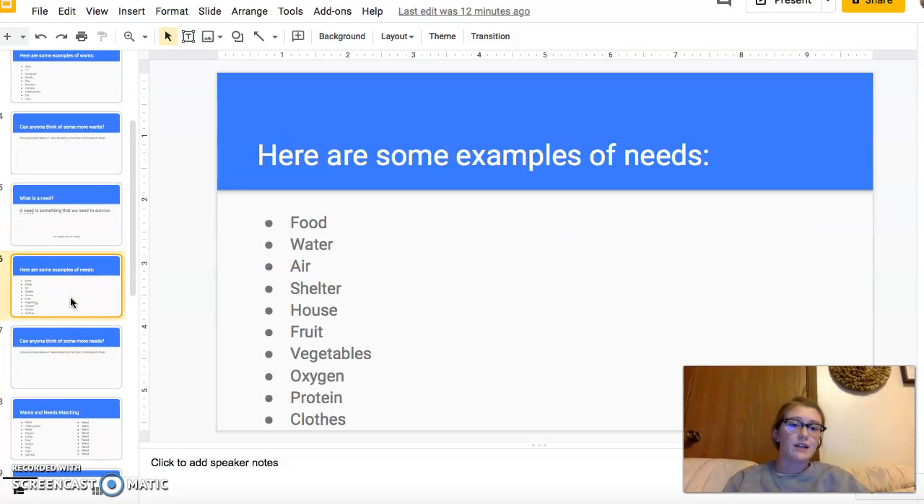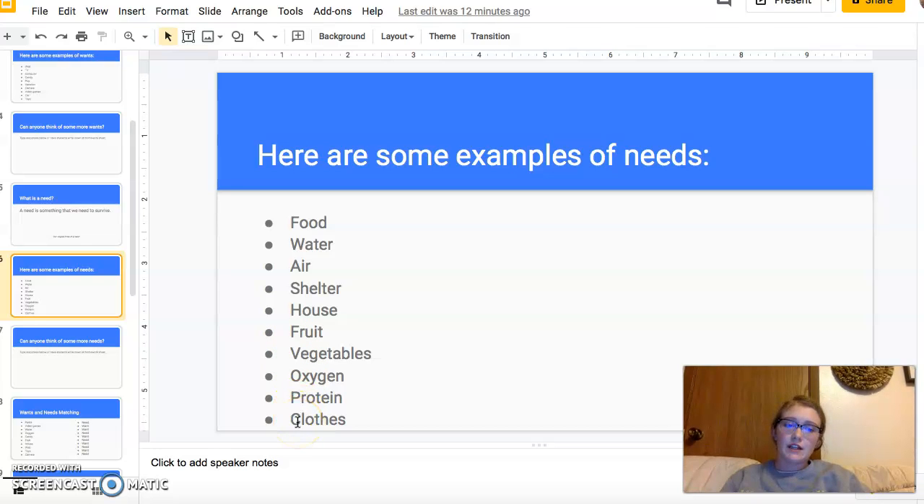Next, we have some examples of some needs. Our first example is food. The second one's water. The third is air. The fourth is shelter. The fifth is a house, which is a form of shelter. Next, we have fruit, vegetables, examples of food, oxygen, protein, and clothing.